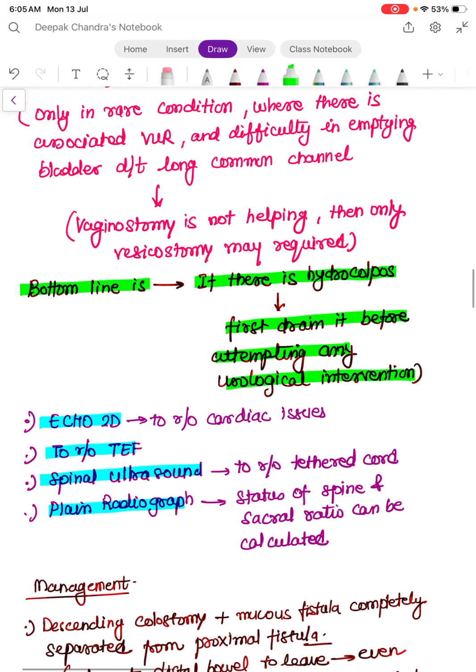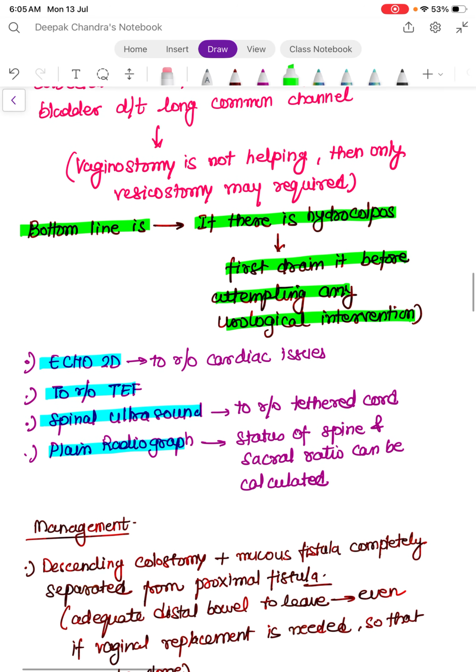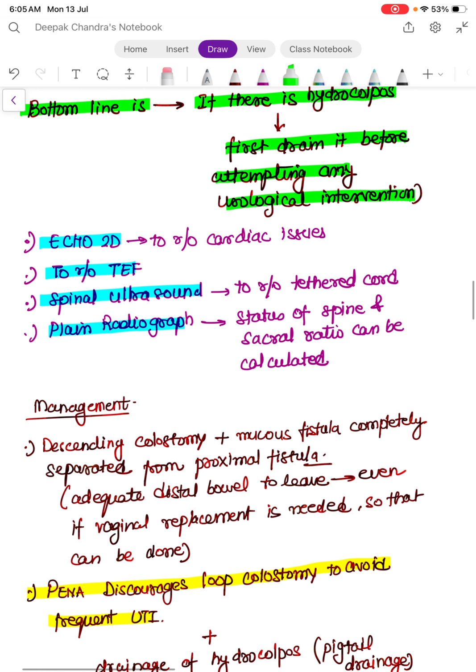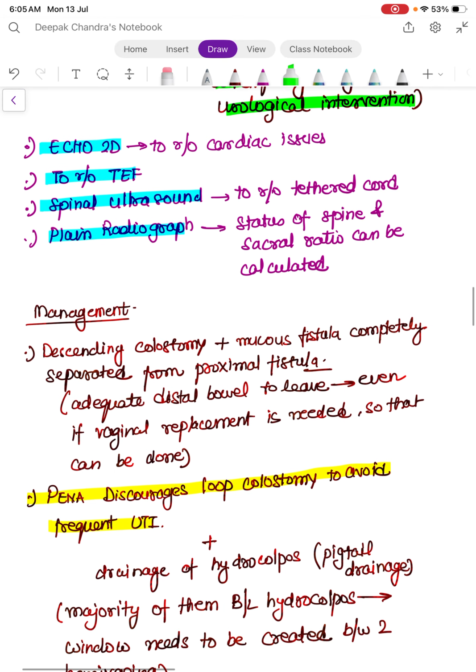Then one needs to do a 2D echo to rule out cardiac issues, and rule out TEF by putting in an NG tube, which will coil. Then a spinal ultrasound can be done to rule out tethered cord within 3 months of age, because after that you will require an MRI. A plain radiograph will help in finding out the status of the spine and the sacral ratio, which itself has a bearing on how the bowel will function after the reconstruction.